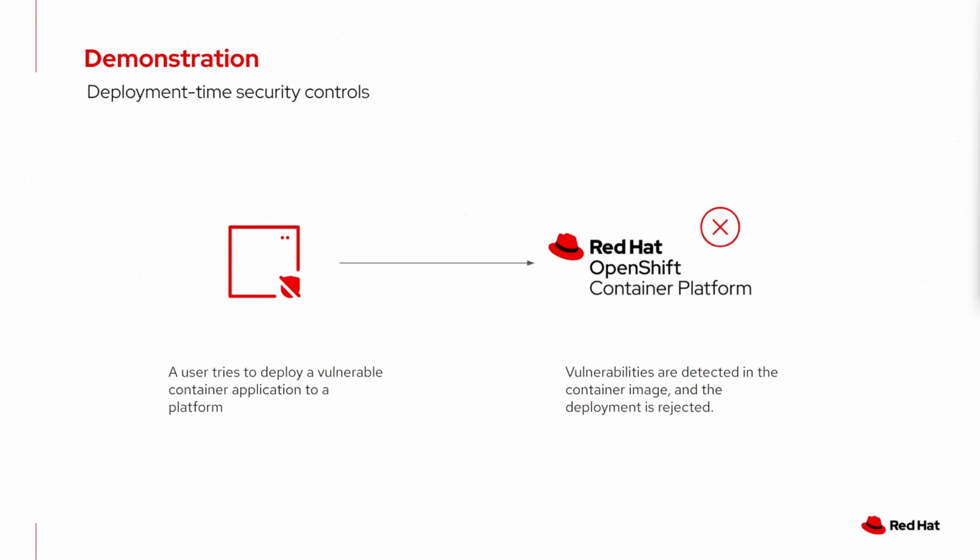So let's look at a quick demonstration. I'm going to show a user attempting to deploy a vulnerable application to OpenShift. And in this case, we'll detect at deployment time that there are vulnerabilities in that container image, and we're going to prevent that vulnerability becoming running code. We're going to reject that deployment from the platform.